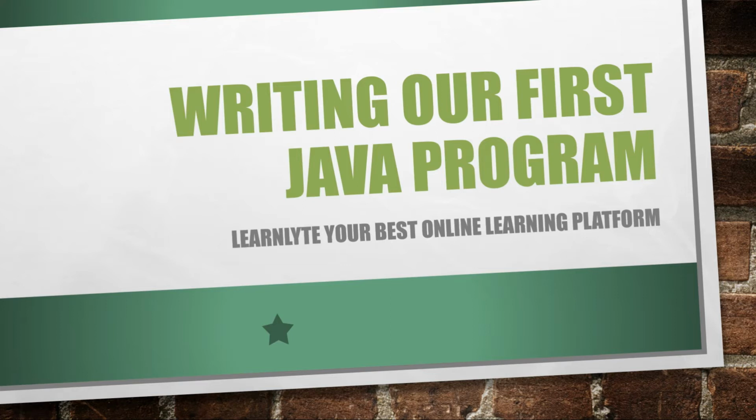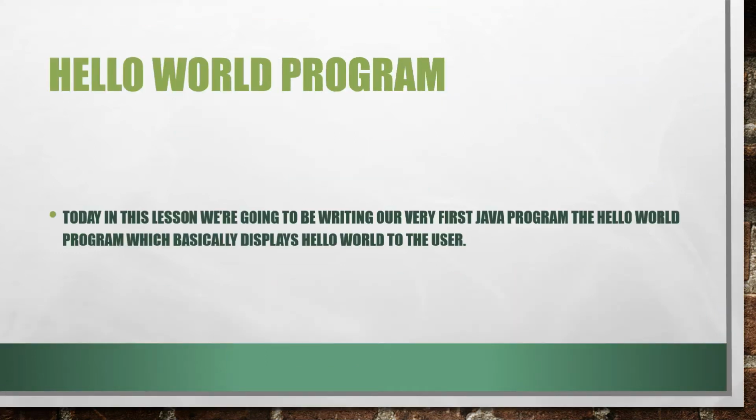Java. Alright, so in this video now we're gonna be continuing from where we left off in the last video. So we're gonna be writing our very first program in Java. So granted you've followed my first video and you've downloaded the Java JDK and you've successfully selected the IDE that you wish to use, we will now be writing our very first Java program and running it. So today in this lesson we're going to be writing our very first Java program, the Hello World program, which basically displays Hello World to the user.